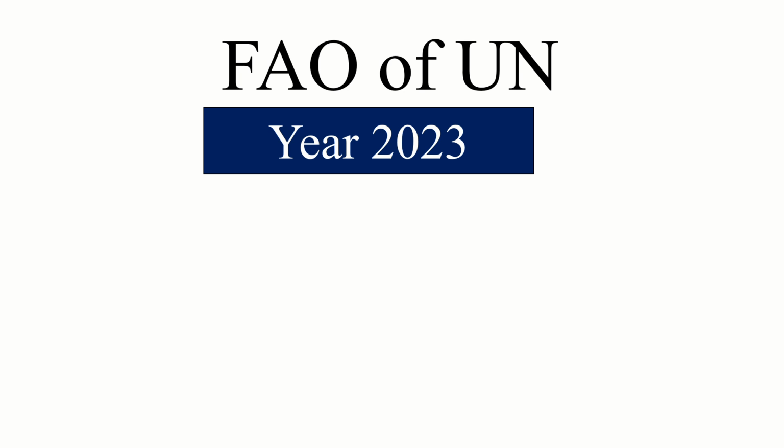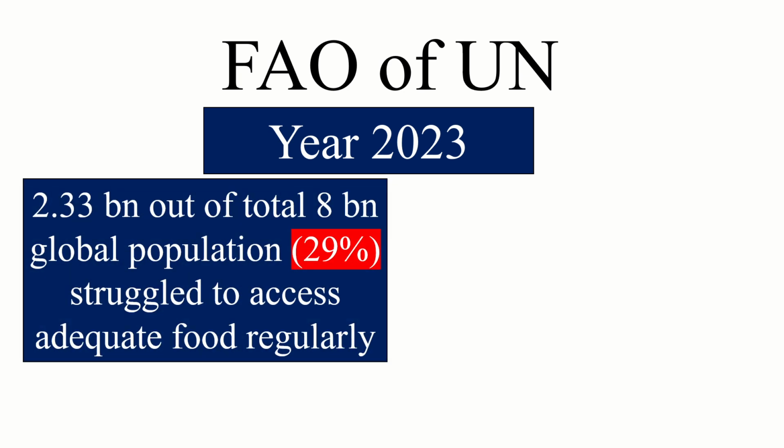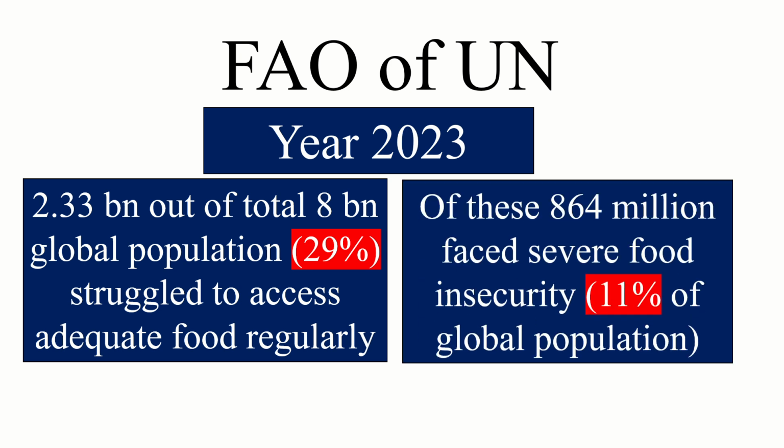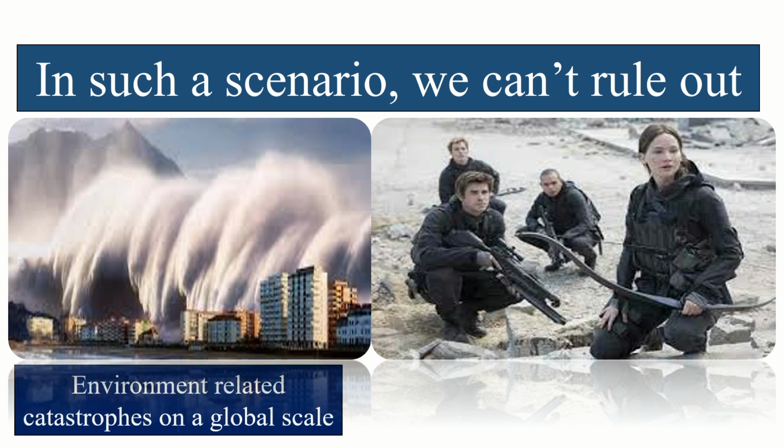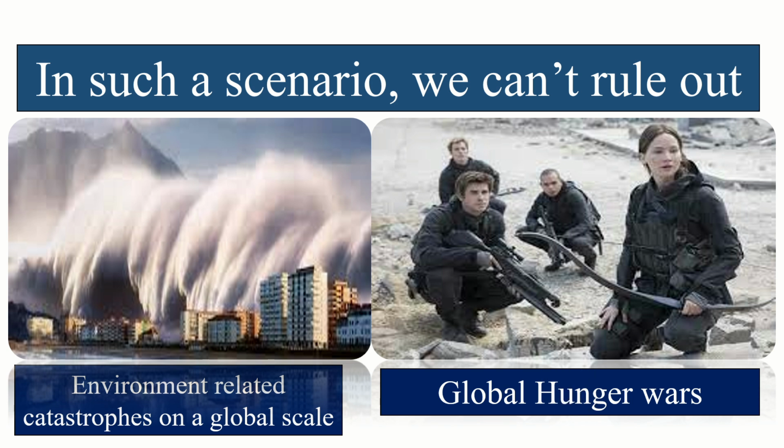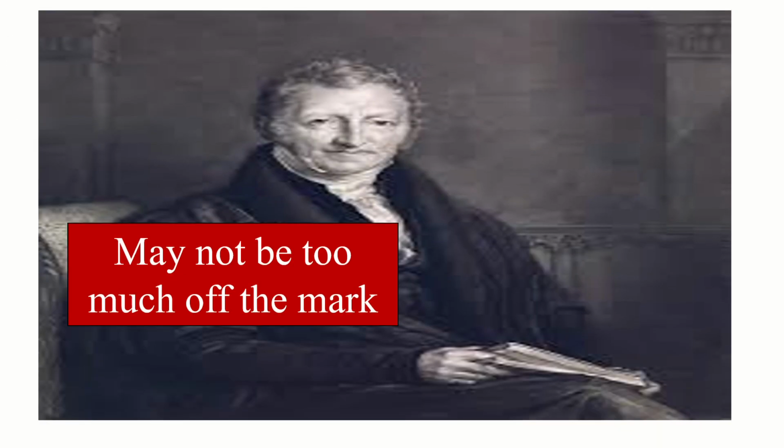According to Food and Agriculture Organization, in the year 2023, 29% of the global population struggled to access adequate food regularly, and of these, 11% of the global population faced severe food insecurity. In such a scenario, we cannot rule out environment-related catastrophes on a global scale or global hunger wars. This suggests that the good old Malthus may not be too much off the mark.